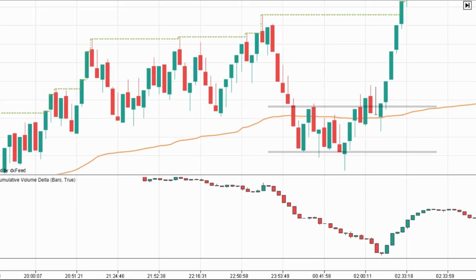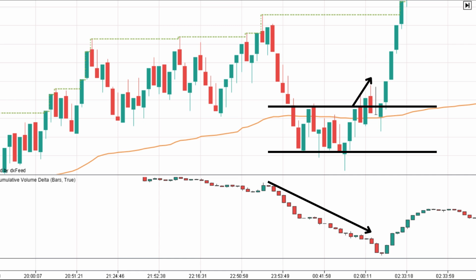You can see here, price is actually ranging, and yet the session delta is aggressively dropping. So what does this show us? Well, the current aggressive traders are selling short. However, given that price isn't moving in their direction, it indicates to us that there are buyers absorbing this selling pressure.